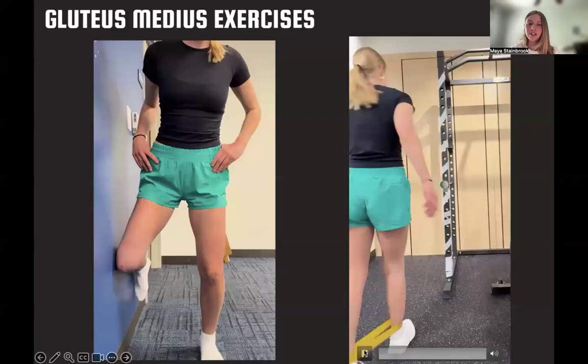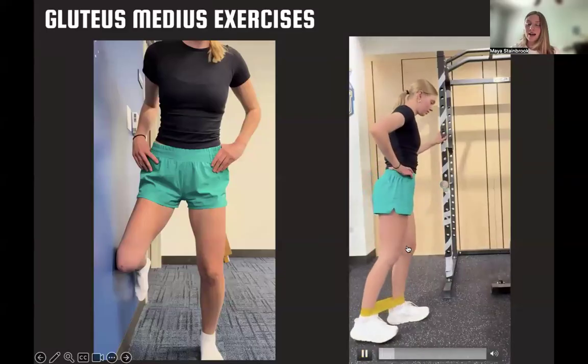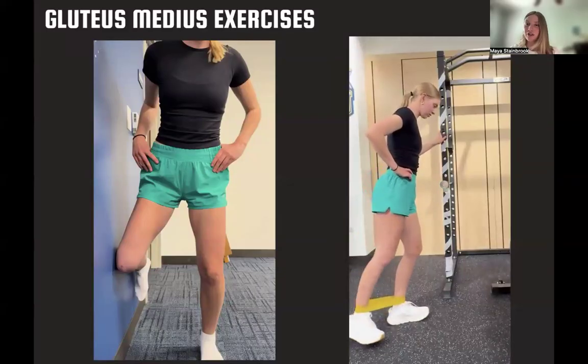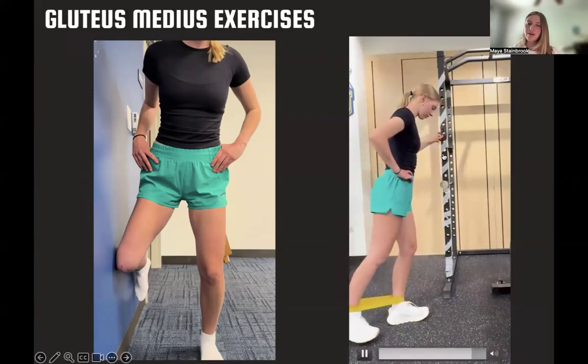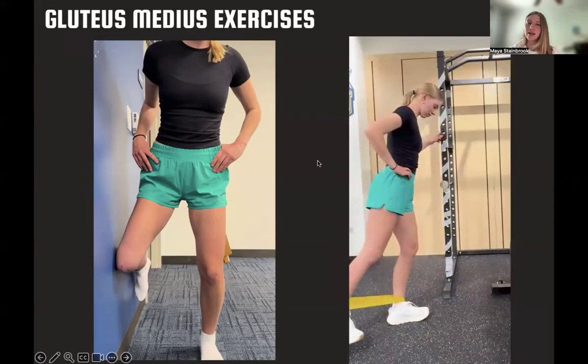And then the second one's just going to be an abduction with a slight external rotation, which is shown to activate the glute medius more because of its origin and insertion points. You can see that one, just rotating slightly outwards as we go, keeping that torso as upright as possible.